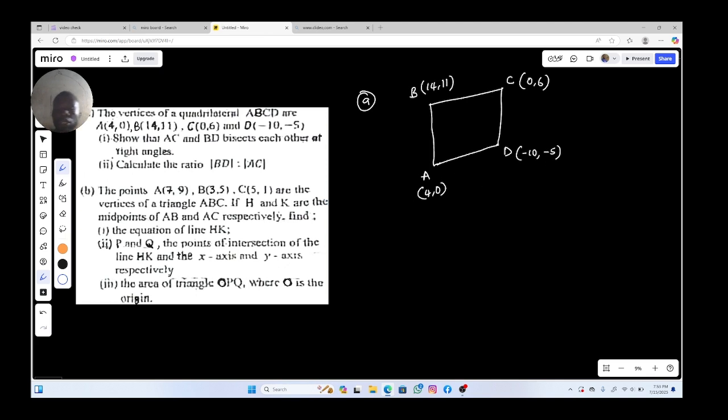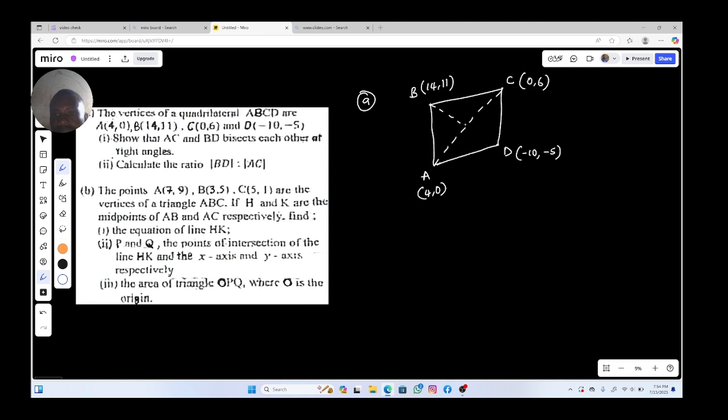Okay, they're all given. Now the question says show that AC, that means AC is a line. So if we join this line here, I want to use a broken line. You can decide to use a normal line to get your own. So now it is a line AC, and we can get the slope of this line AC. Then we're also supposed to get the line BD. So this is line BD.